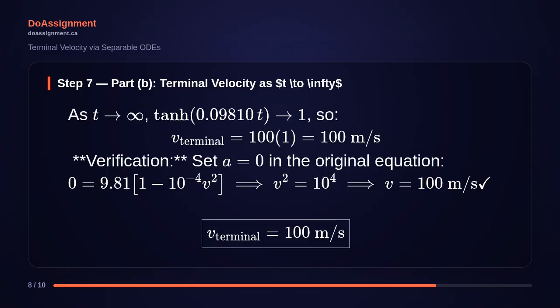For part B, the terminal velocity is found by taking the limit as t goes to infinity. Since hyperbolic tangent approaches 1, the terminal velocity is 100 meters per second. We verify this by setting acceleration equal to 0 in the original equation, which also gives v equals 100 meters per second.